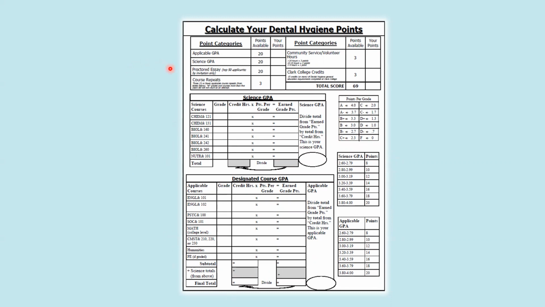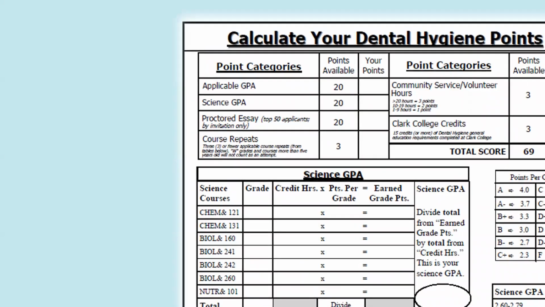A proctored essay is a component that only the top 50 applicants are invited to participate in. And we'll talk about that in just a few minutes. Next up, course repeats. If we take a closer look at this policy, we'll notice that this is specific only to courses required for the program. So what this is saying is that an applicant can receive 3 points if they have no more than 3 repeats of required prerequisite coursework. This does exclude courses that are over 5 years old and that also resulted in a W previously.